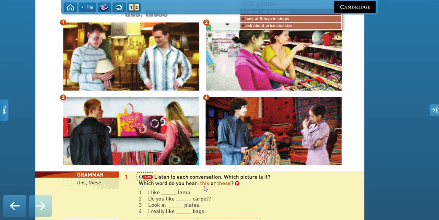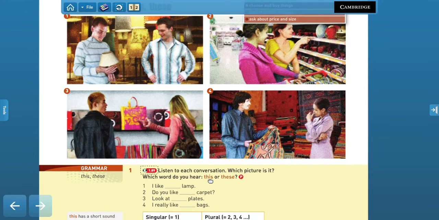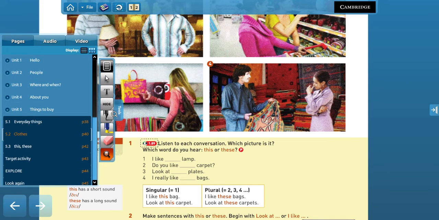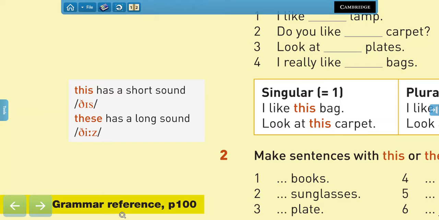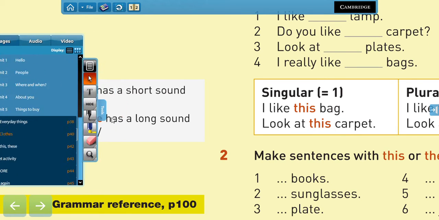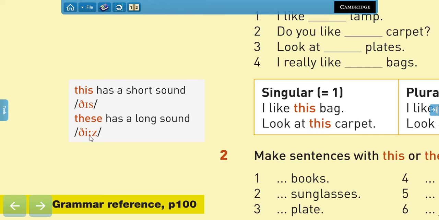Distinguishing them in terms of pronunciation is very difficult because these words are pronounced very similarly. If you pay attention, here it says that this has a short sound, like this. Yes, that's a short sound. I'm going to make it bigger for you. And these has a long sound that is represented by those 2 dots over there. So we say these, right? This, short, and these, right?